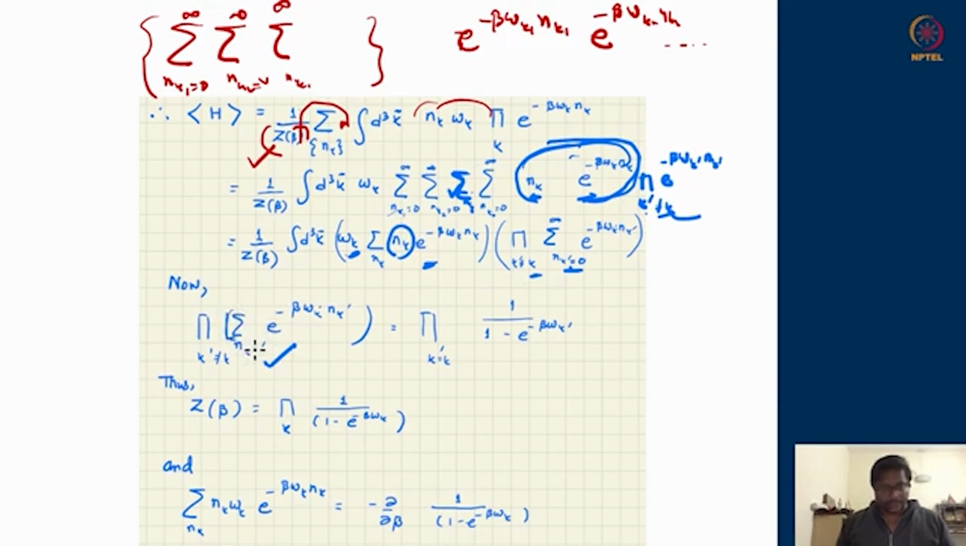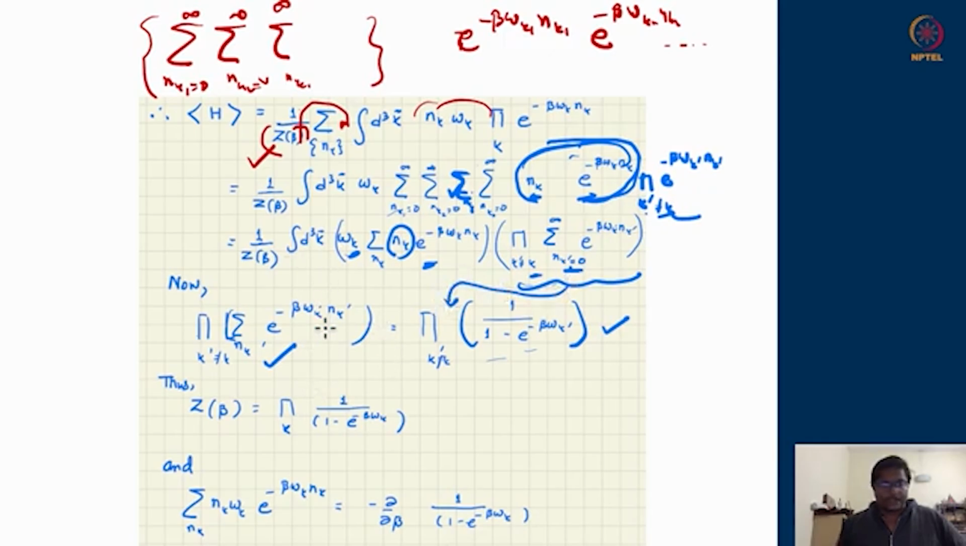The first term starting from 0 will be 1, then e to the power minus beta omega, then e to the power minus 2 beta omega, and all the way up to infinity. And that summation can be written as 1 over 1 minus the common difference, e to the power minus beta omega k. So this is true for all k primes not equal to k. Okay, so this product I know becomes this.